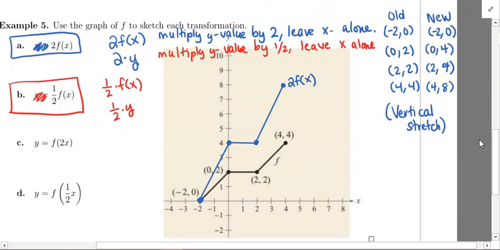I will do that over here as well. I'll make a list of old points and new points, and I'll put these in red. Again, we've got the same original points: (-2, 0), (0, 2), (2, 2), and then (4, 4).